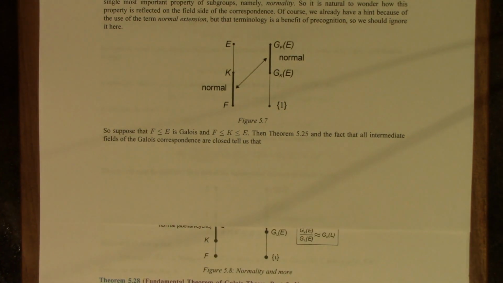I think I even mentioned that the reason they're called normal extensions is because eventually we will show that there's a connection between normal extensions and certain normal subgroups of the automorphism group. In any case, let's continue.